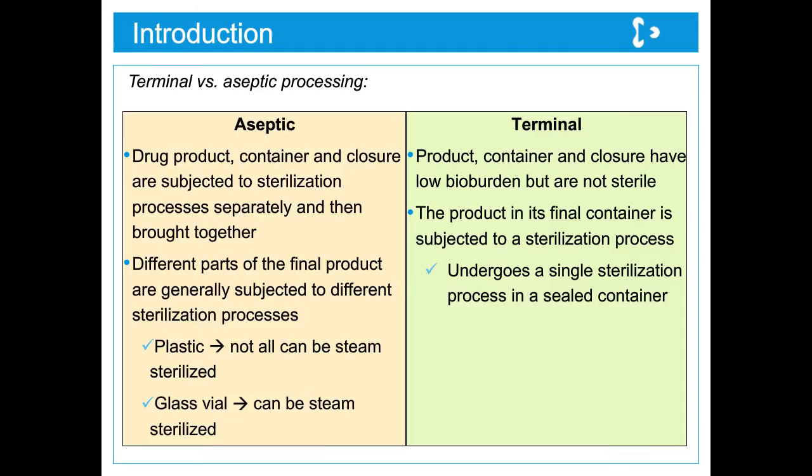As mentioned earlier, there's two ways a drug product can be processed. The first is aseptic processing, and the second is terminal processing. Aseptic processing is when the drug product and the primary packaging components are all sterilized separately and then brought together at the end. It's important to note the material composition of the primary packaging component on what sterilization method is going to be utilized. An example would be plastic.